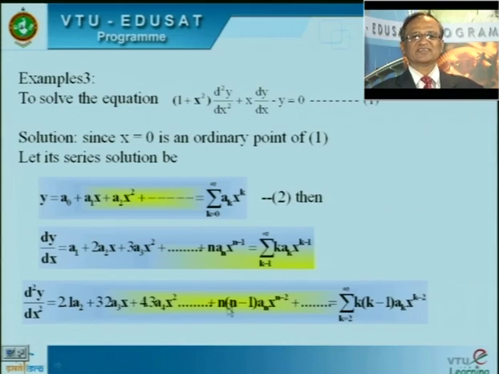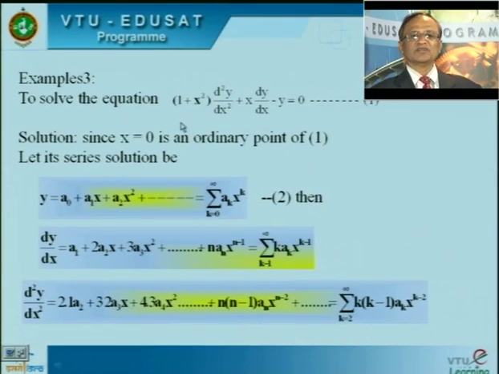You can find out the nth derivative. So n is constant, an is constant, right? So x to the power n minus 2. Or you can write it in terms of a summation. Here k varies from 2 to infinity in the second derivative. So k is constant, ak is constant, x to the power k minus 1 means k minus 1 into x to the power k minus 2, right?